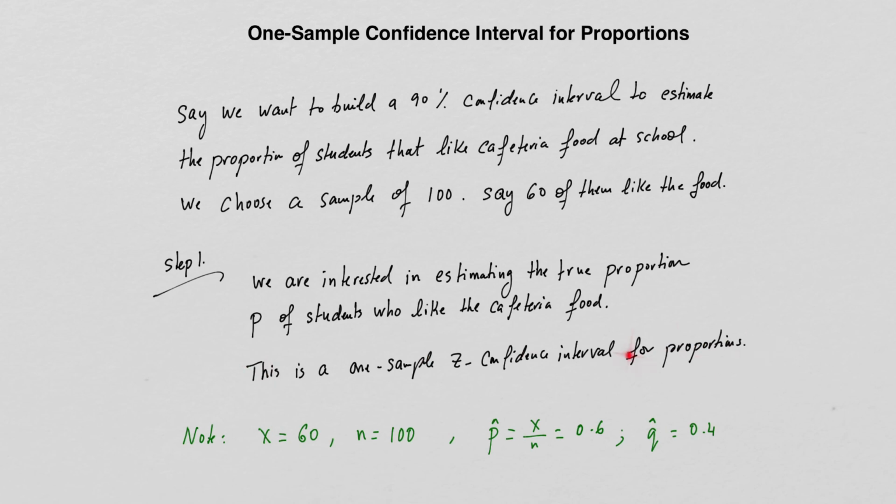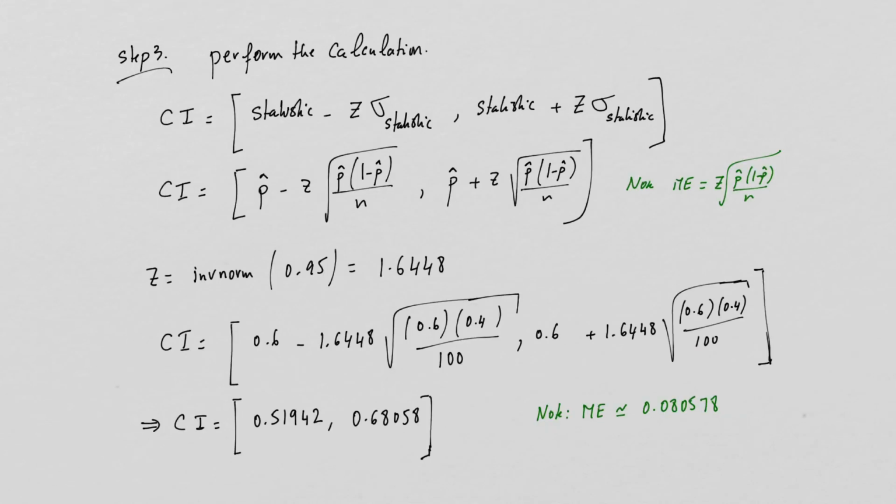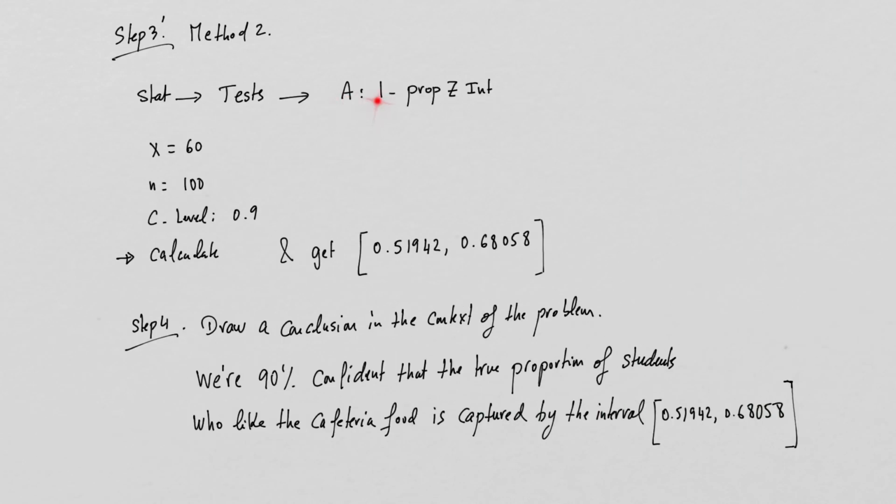When you locate yourself, you'll know exactly where to go. You're going to go to A, which is one sample, proportion Z interval. Notice all the four things are captured here. 1 versus 2, proportion not means, Z not T, interval not test. Okay? Click on this. You enter your X, you enter your N, you enter your confidence level.